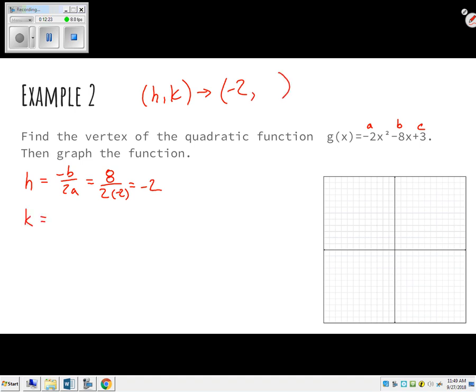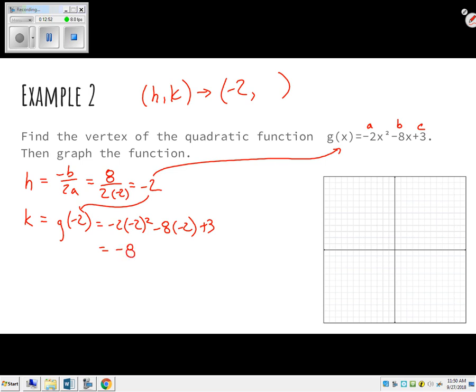To get my k coordinate, the second coordinate, or the y coordinate of my vertex, I'm going to take this negative 2 and plug it back into this function. So essentially, I'm just finding g of negative 2, g of whatever I just found for h. So I plug that negative 2 in for all those x's. And so this gives me a positive 4, so negative 8 plus 16 plus 3. I do believe that's 11. So I have my vertex.